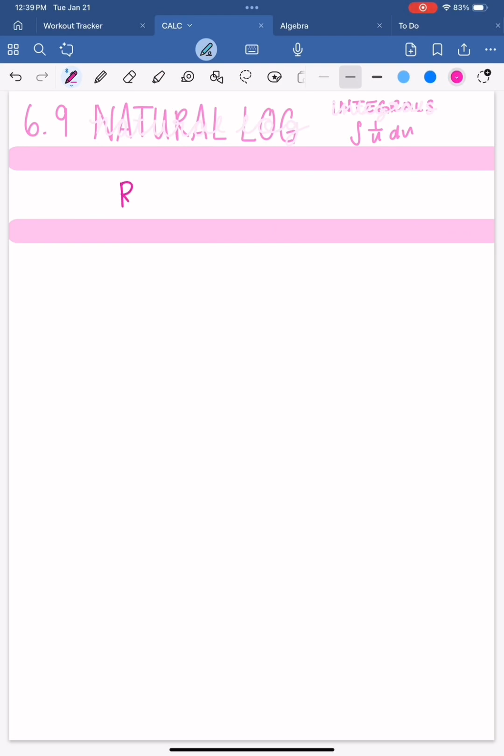Okay, so our rule is when we have the integral of 1 over u du, that's going to be equal to the natural log absolute value of u plus c. So our goal today for all the integrals is to, when I do my u sub, make it look like 1 over u. So let's look at this first example here.